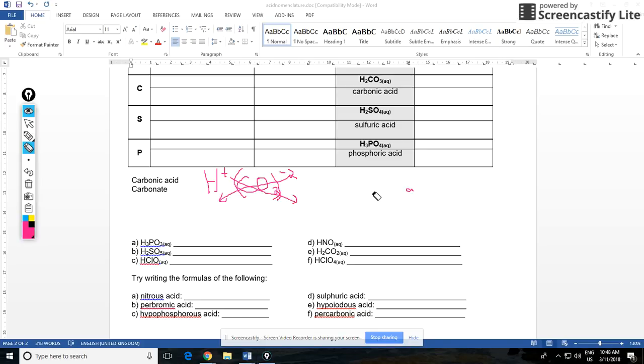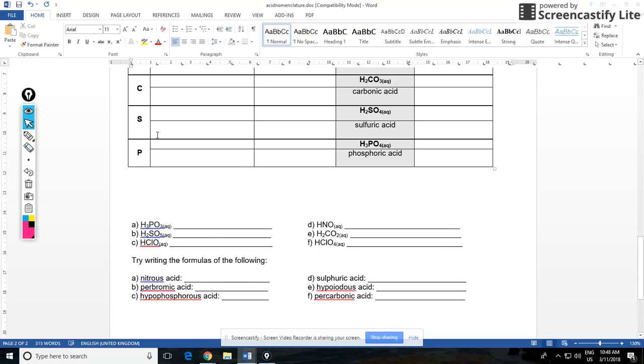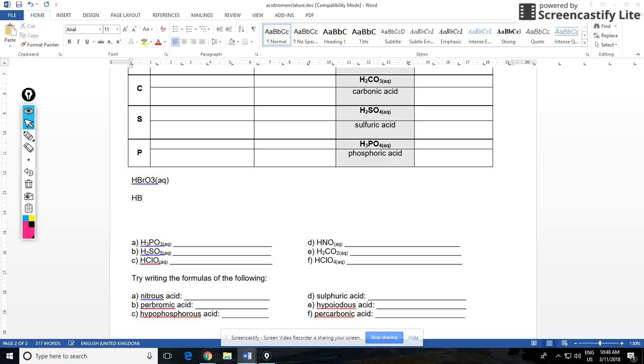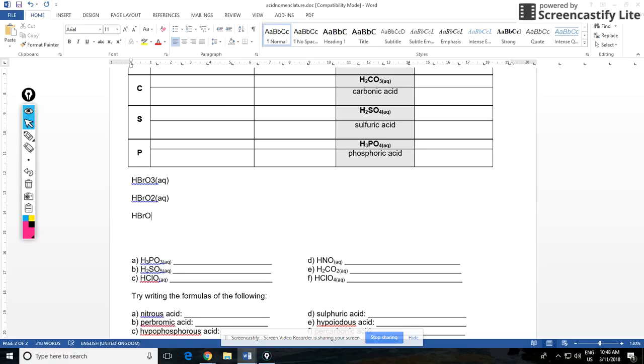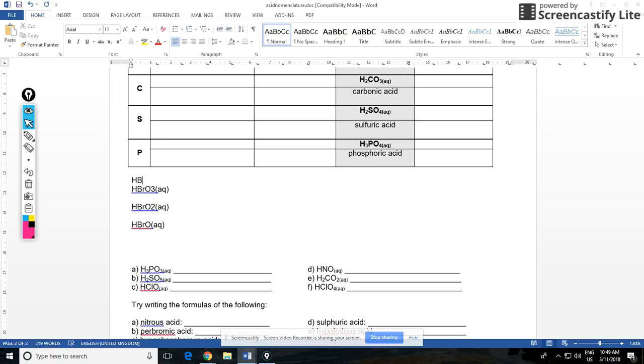We'll do one more example together. We'll focus on the bromate family. So you might have HBrO3 AQ. You might have HBrO2 AQ. You might have HBrO AQ. Let's just add HBrO4 AQ. So here we have the bromate family.